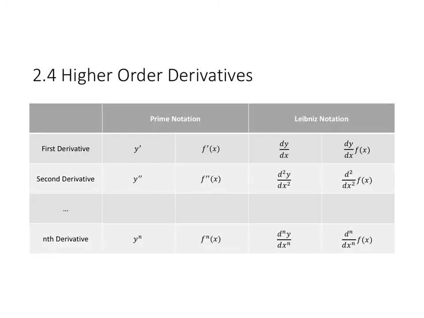Now we're talking about higher order derivatives. Sometimes we have to find the first derivative, which is what we've been doing. Other times they ask us to find the second derivative, which is just the derivative of the derivative. Then again, the third derivative, the derivative of the derivative of the derivative, and this goes on and on and on.